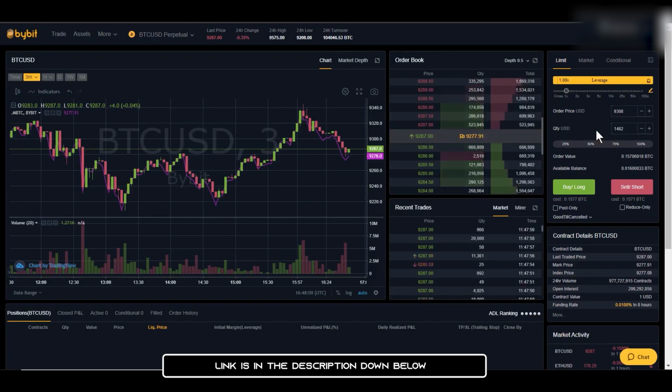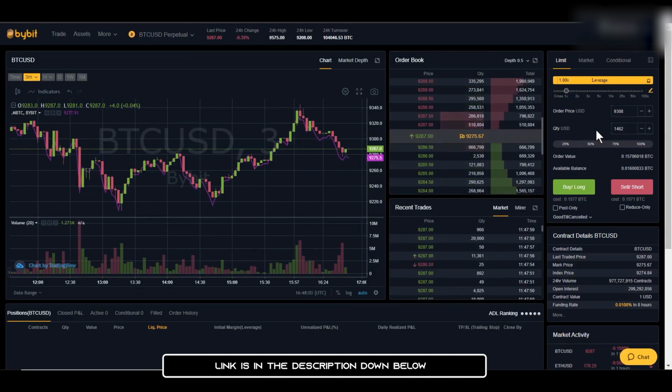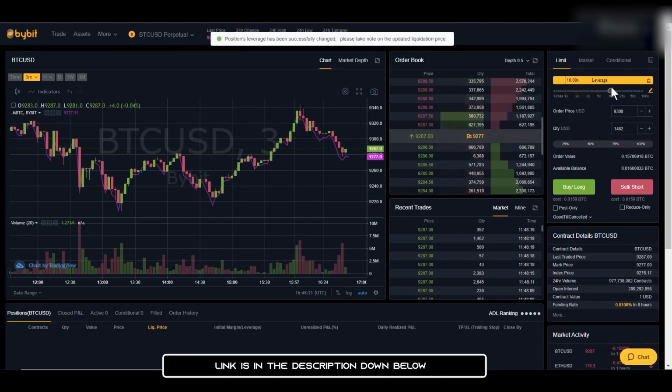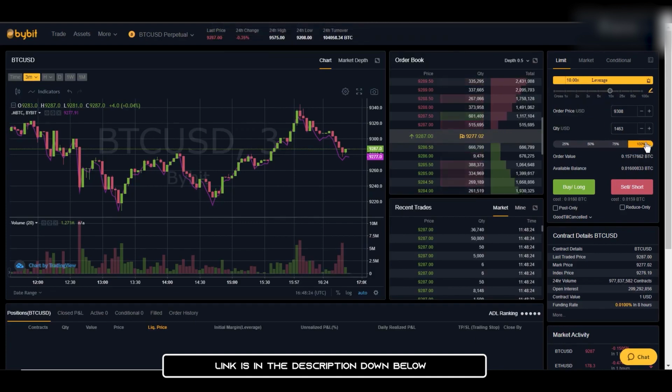The first thing though is leverage, and I'm sure most of you already understand what leverage trading is all about, but for those who don't, I'm just going to quickly explain what it is. So if you deposit one whole Bitcoin and you decide to trade at times 10 leverage, so if you put this bar up to times 10 leverage, and you use 100% of your available balance, then that means with one whole Bitcoin, ByBit will add an additional 9 Bitcoin to your order value. So that means you are now able to trade with 10 whole Bitcoin just from your initial one.